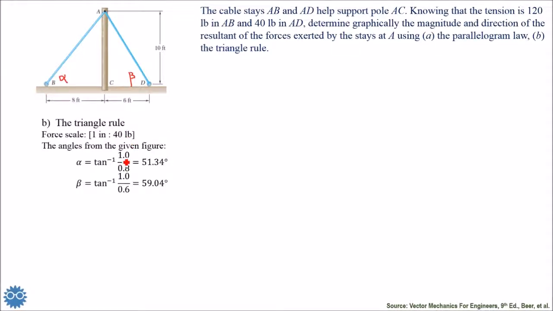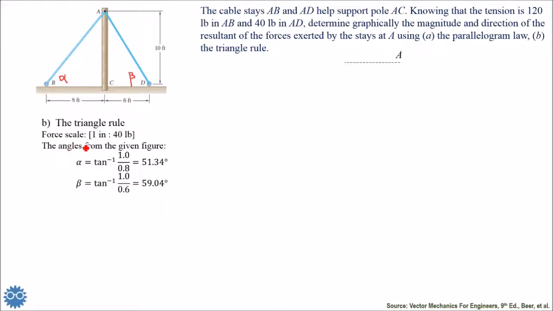So alpha will be the arctan of 1 over 1.8. Here I use the scale of the paper. You can use the values given here, for example 10/8, and it will give the same ratio. So you will compute the values of alpha and beta, and then we start constructing the force vectors.